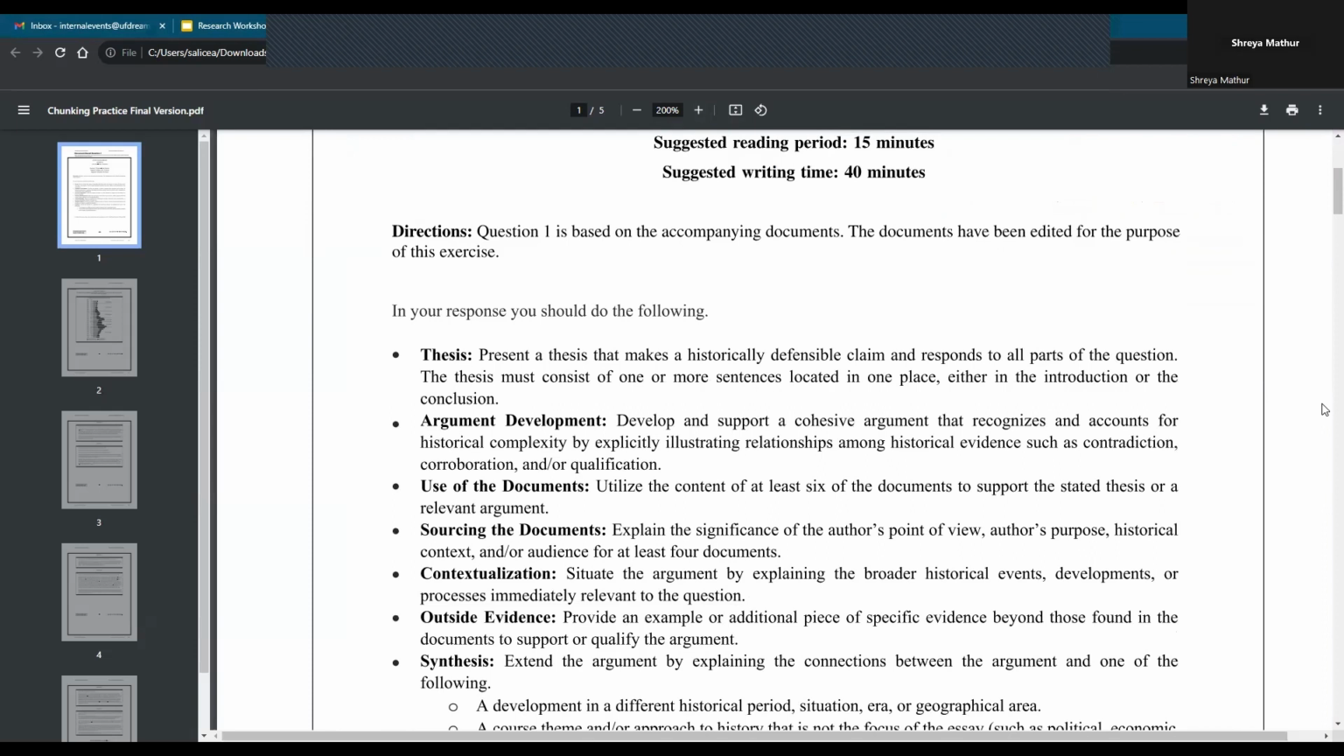Okay, so let's look at this. Can you guys all see it? Is it legible? Yeah, okay. Let's look at this.